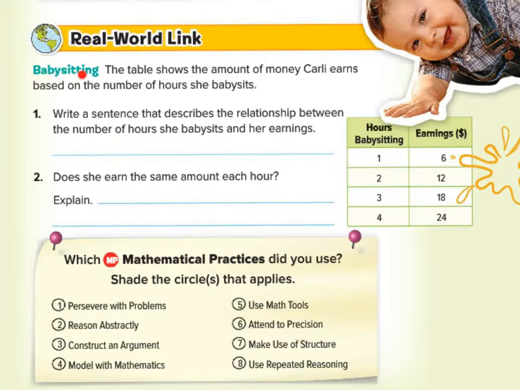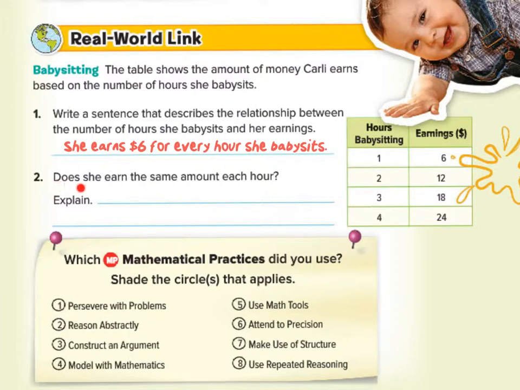Let's see, babysitting. The table shows the amount of money Carly earns based on the number of hours she babysits. Write a sentence that describes the relationship between the number of hours she babysits and her earnings. Well, I can see what she earns per hour. She earns $6 per hour. So I will write, she earns $6 for every hour she babysits.